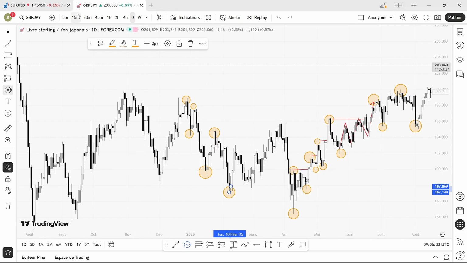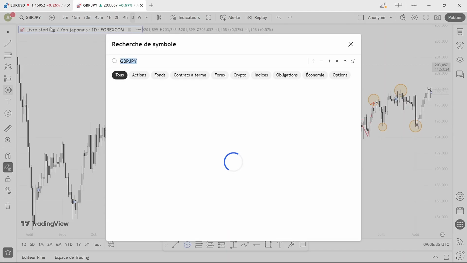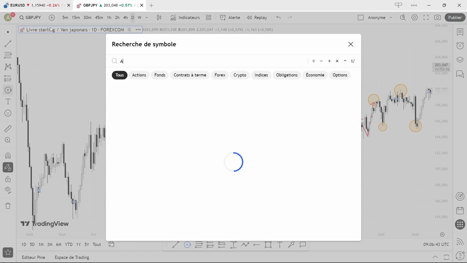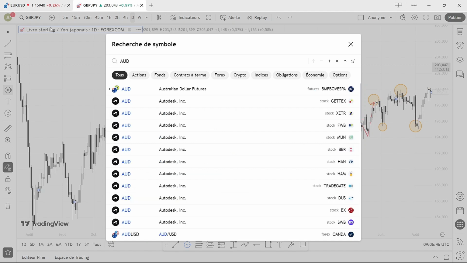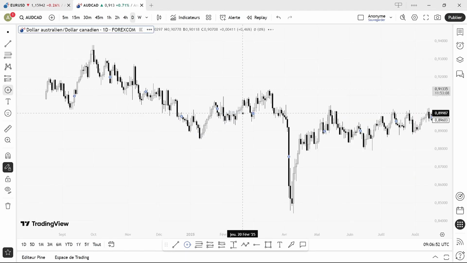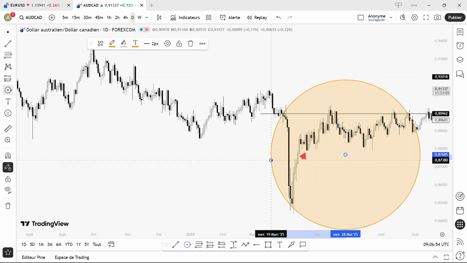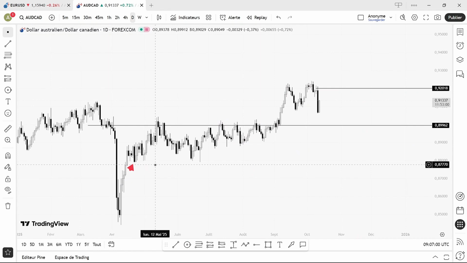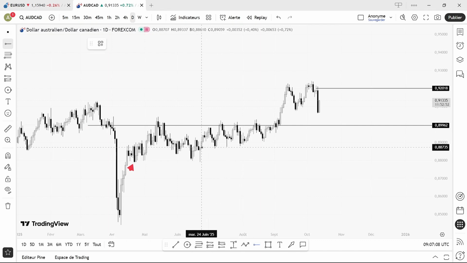Let's get another example on a ranging market. Let me use AUD CAD. Very good. So there's a ranging market right here. Let's go to 4 hours.